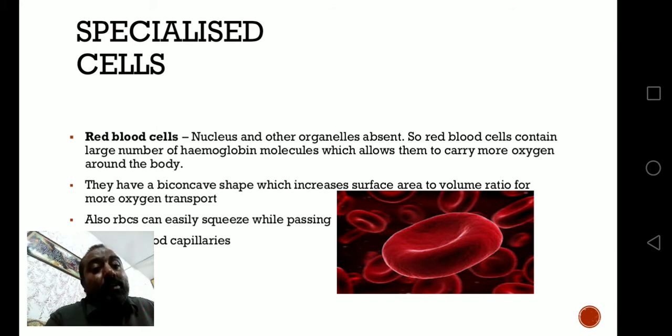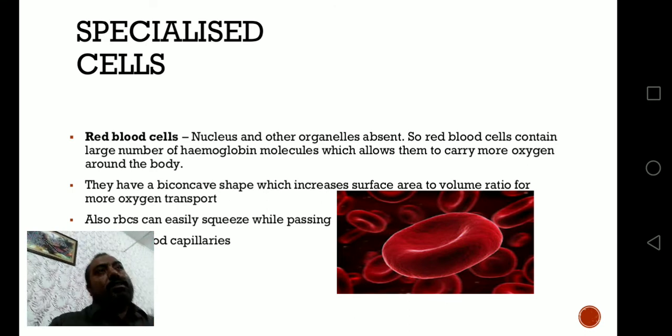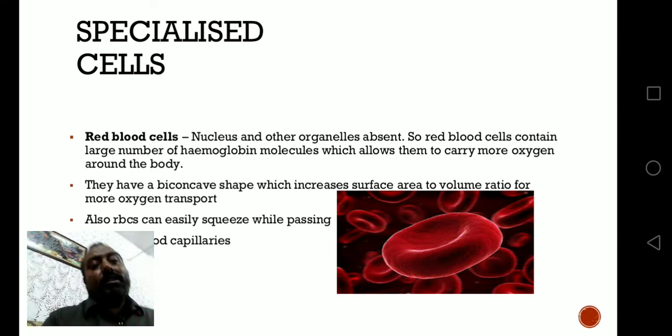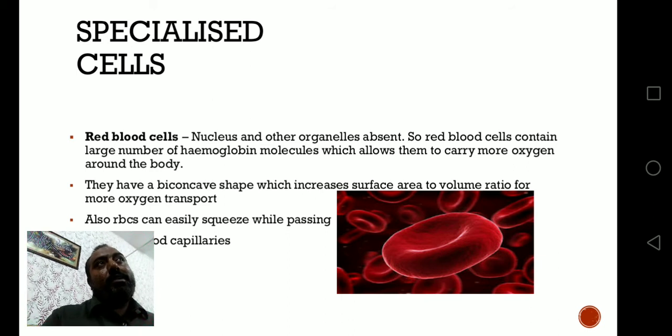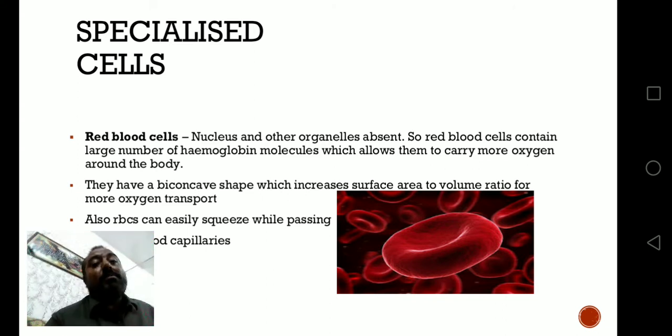The shape of RBC, this is very special. The shape of RBC is rounded but biconcave. So if you can imagine some tennis ball which is rounded, and if its both sides are concave, so RBC is something like that, rounded but both sides are concave. So this is why it is called as biconcave.